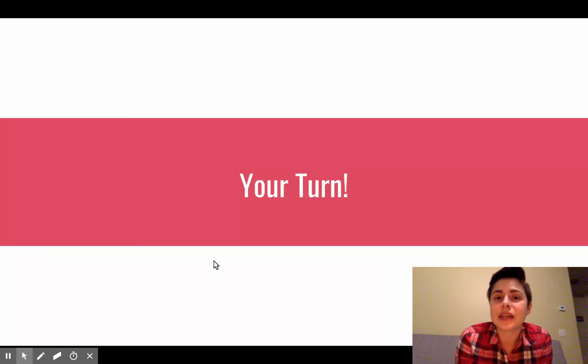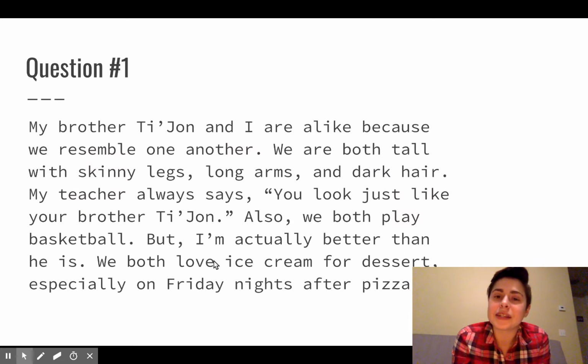So let's do an example. You're going to look at a passage and figure out how to describe it using transition words. So passage number 1, just FYI, Tijan's not really my brother. I just like using kids' names in my examples.